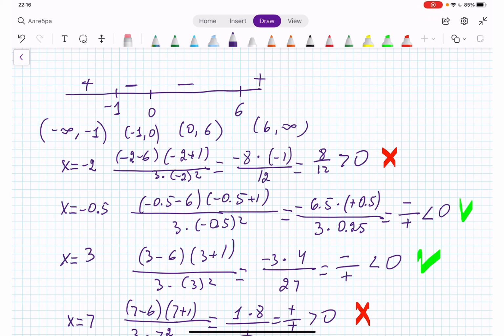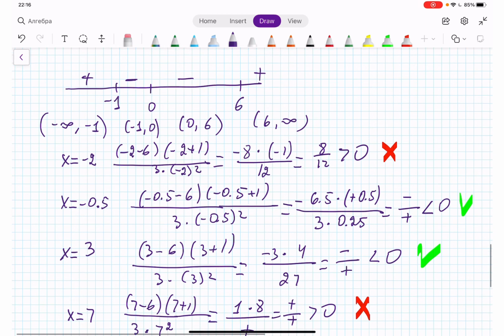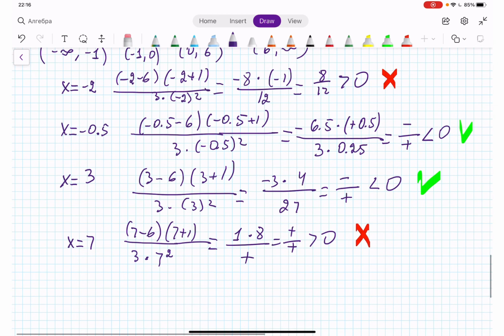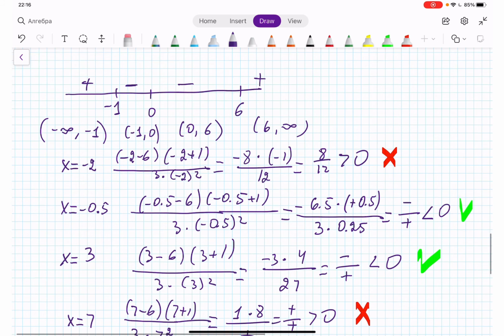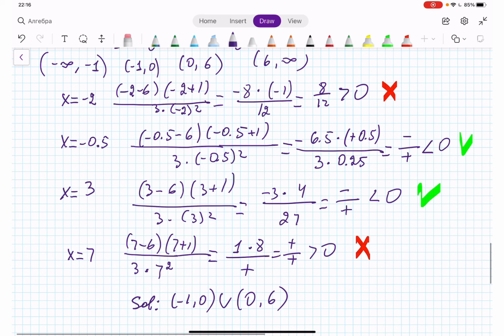So from here, the solution is going to be negative 1, comma 0, okay, and 0 and 6 intervals. Okay. And x equal 0 is not going to satisfy.